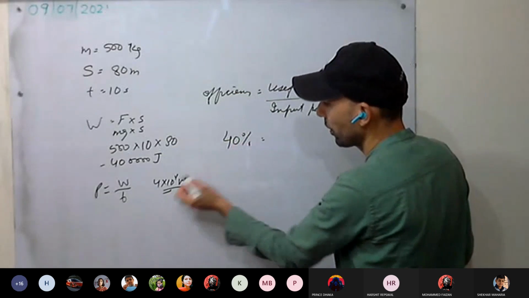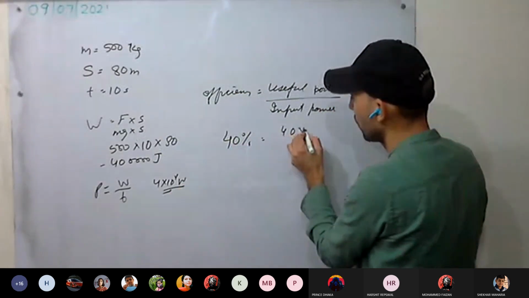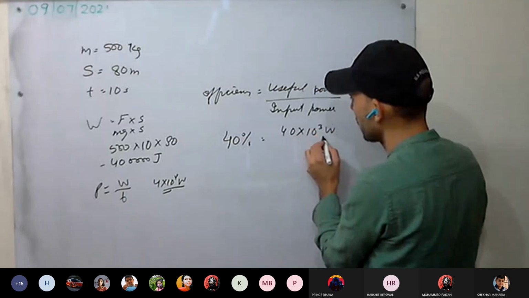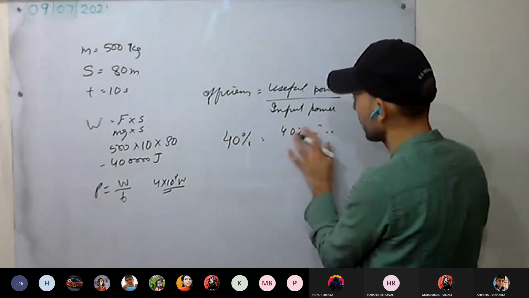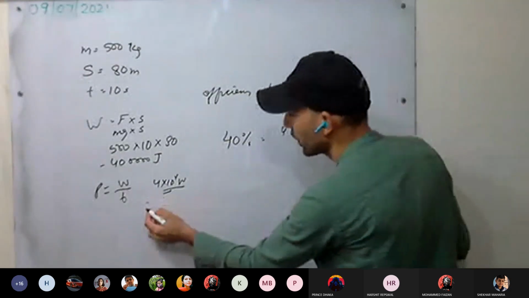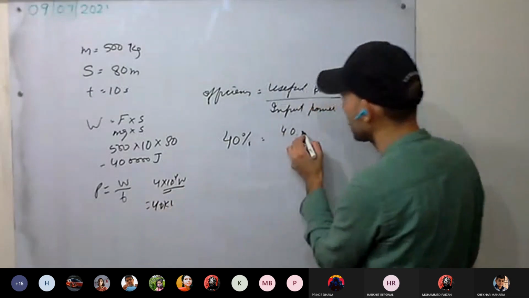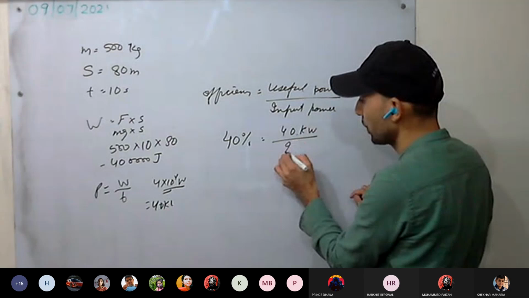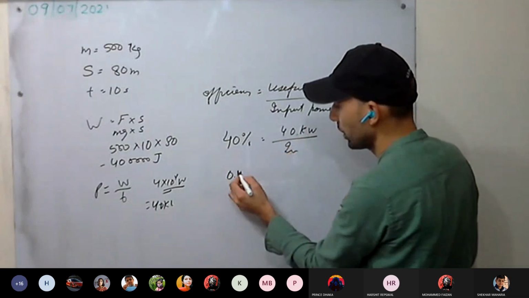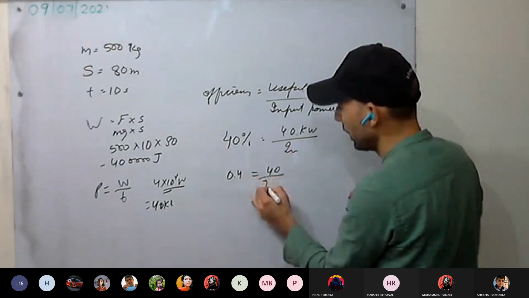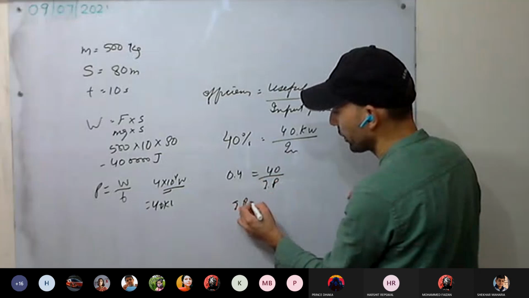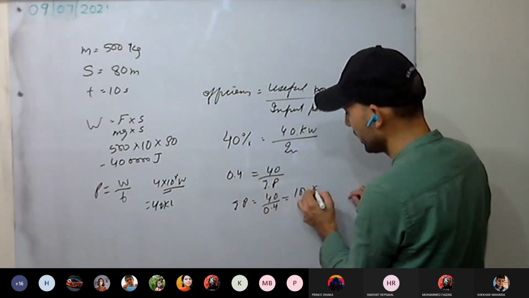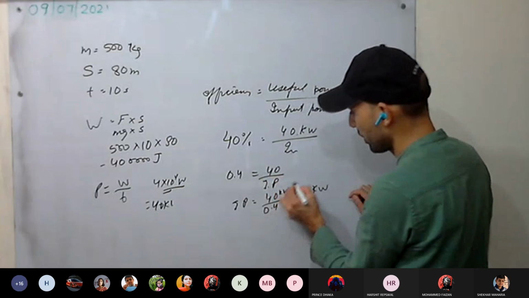40%. Useful power is this much: 40 into 10 raised to power 3 watt, or simply 40 kilowatt. So this is 40 kilowatt useful power. Input power we have to calculate. So 0.4 equals 40 divided by input power. Input power equals 40 divided by 0.4. This comes out to be 100 kilowatt.